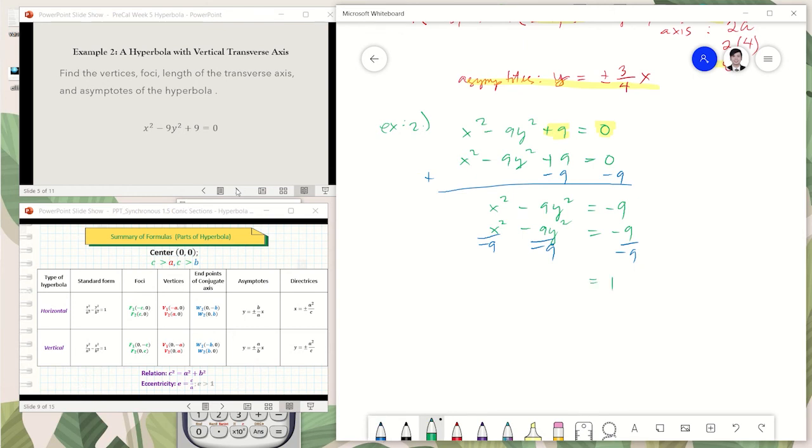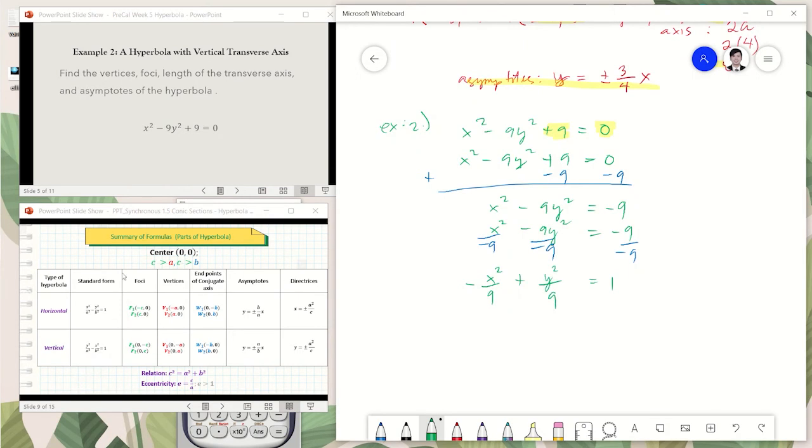X squared over negative 9, that's just it. But instead of putting the negative in the denominator, we can put it here in the middle. And this is a minus 9y squared over negative 9, but we can think of this minus as a sign of the 9. So negative 9 divided by negative 9 is a positive. So that means plus y squared over 9.